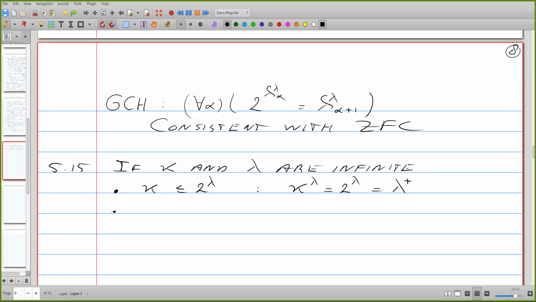We already knew this. Then the second case that we encountered was that there was a breaking point at the cofinality of kappa. If lambda was less or bigger than the cofinality of kappa, something might change.